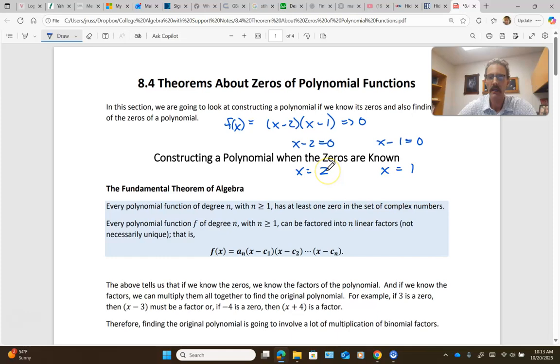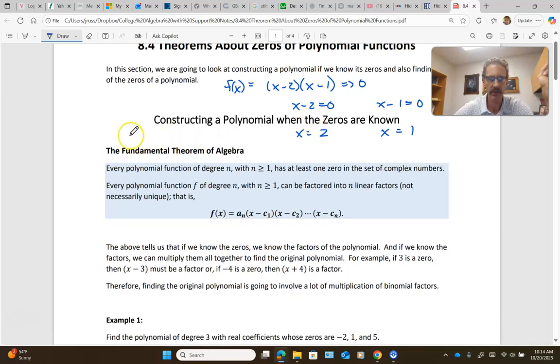Okay? And so the factor theorem just says that we can work backwards. If we know that the zeros are 2 and 1, then the factors had to have been x minus 2 and x minus 1. Okay? And so that's what we're going to start out with. We're going to start to reconstruct a polynomial when we're given its zeros. So up until now, we've been given a polynomial and asked to find zeros. Now we're going to be given the zeros and asked to find the polynomial, or at least to express it in factored form.